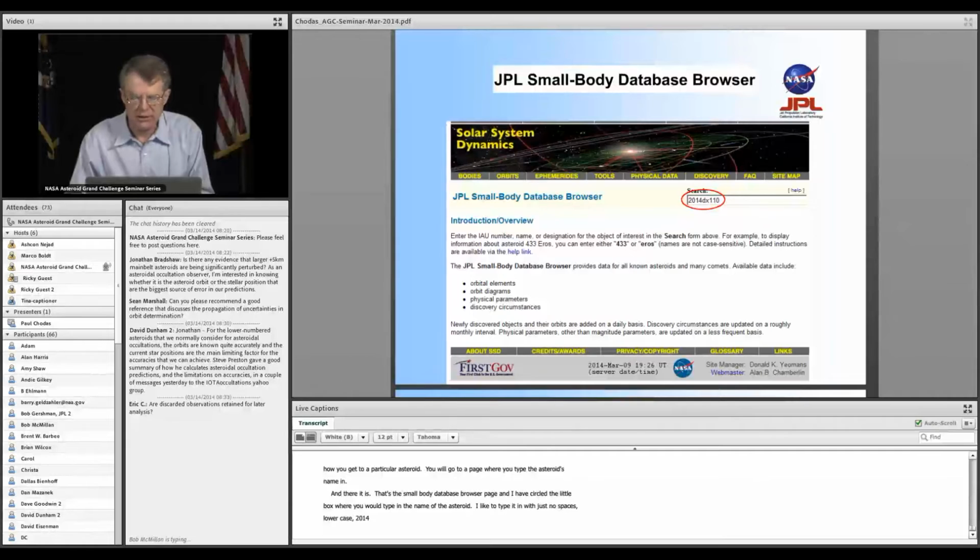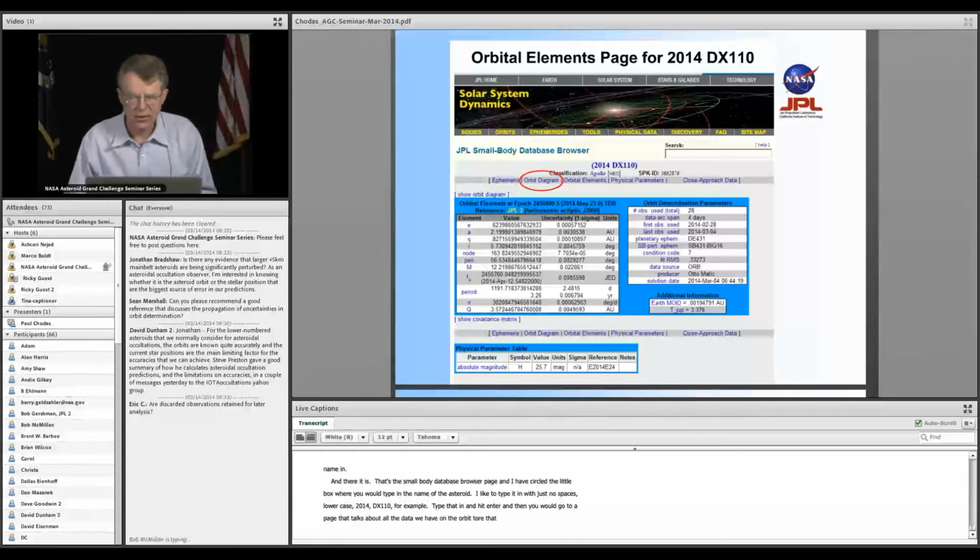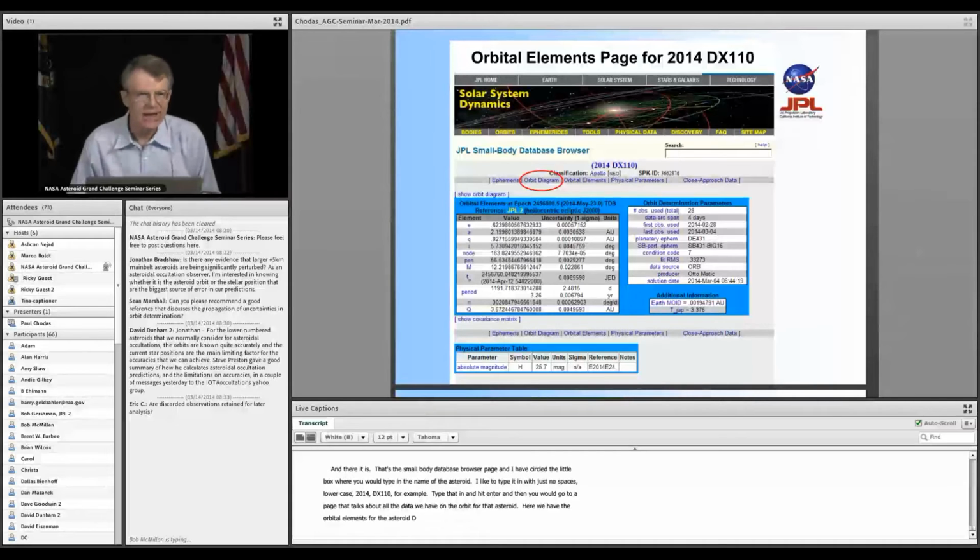2014 DX110, for example. You type that in and hit enter, and you would actually then go to a page that talks about all the data we have on the orbit for that asteroid. And this is what it looks like. So here we have the orbital elements for the asteroid DX110, excuse me. And I'm not going to go into the details. On the left column, we have the orbital elements. We have their values, their uncertainties, and the units.